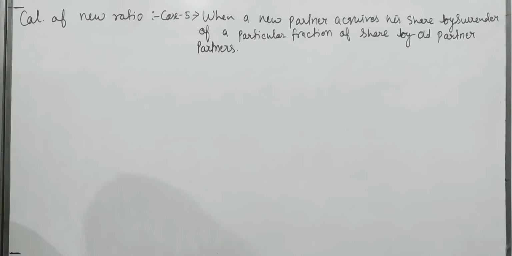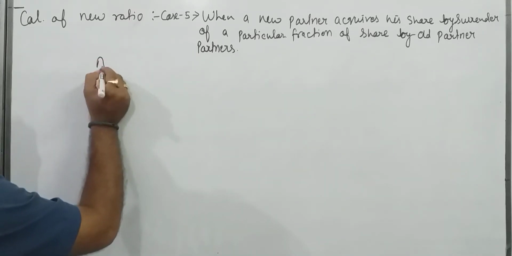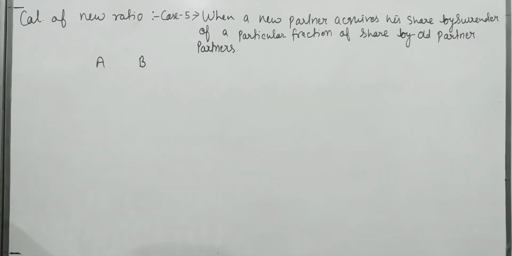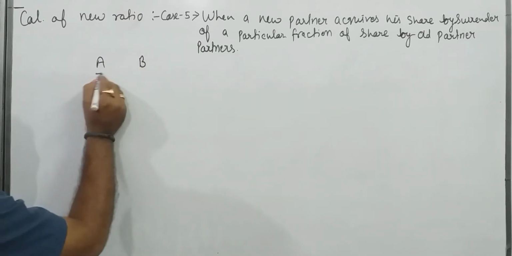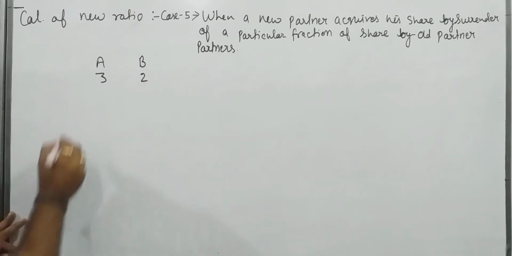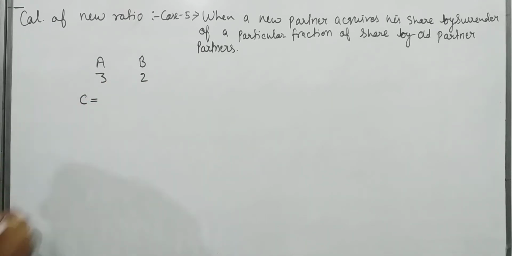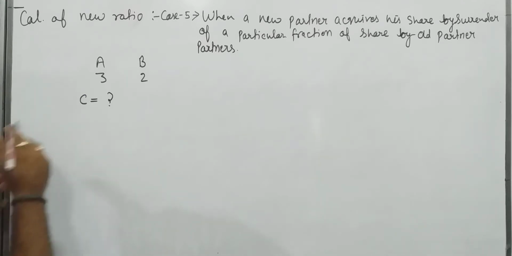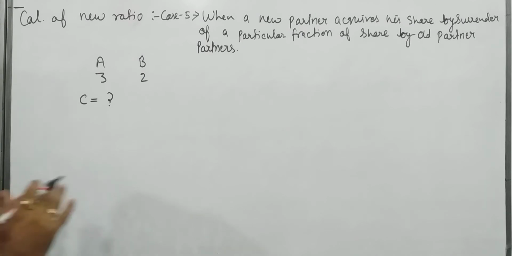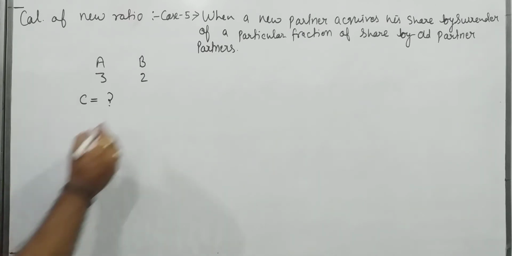See carefully. I am giving one example. There are two partners, A and B, in the ratio 3:2. C joins the partnership firm. But for how much portion C is joining the partnership firm, it is not given. But in the question, it is given how much A is sacrificing to C, and how much B is sacrificing to C.